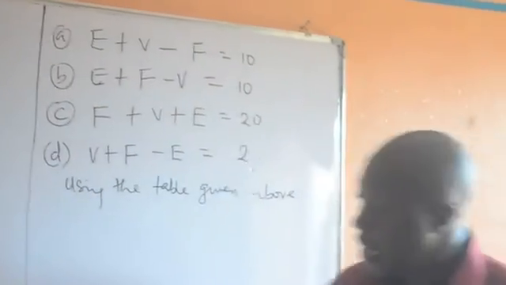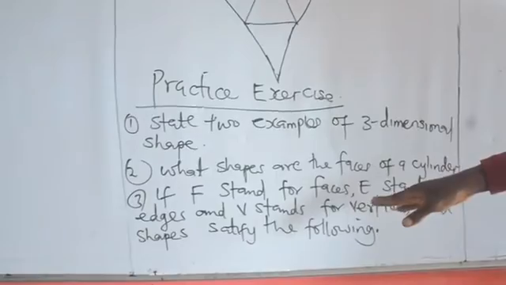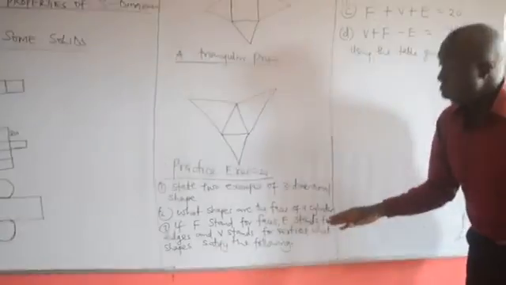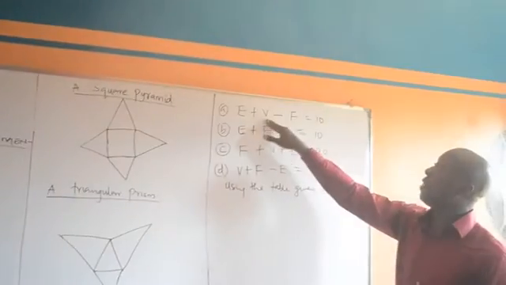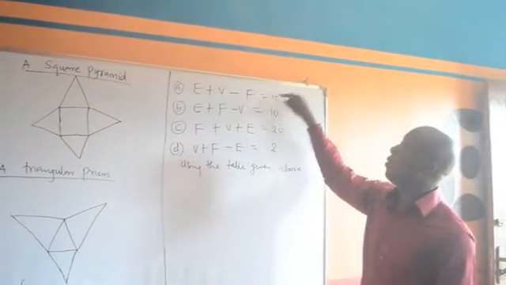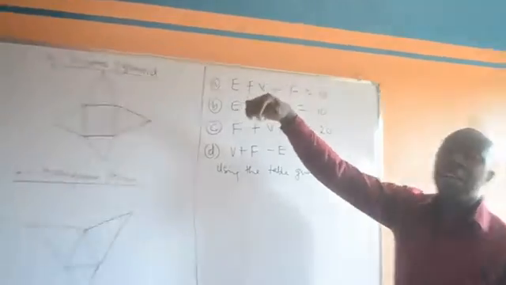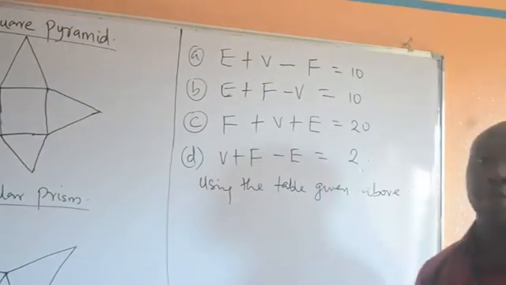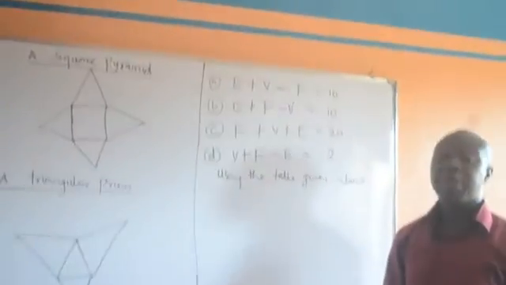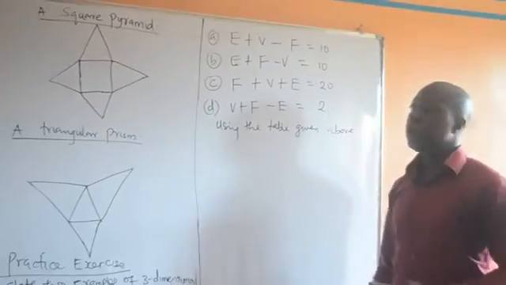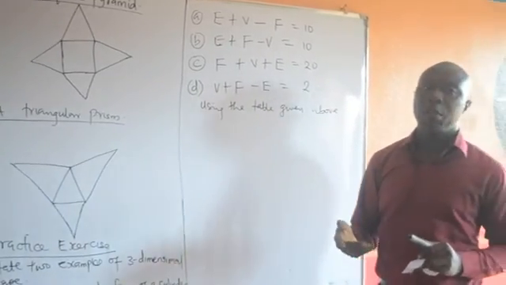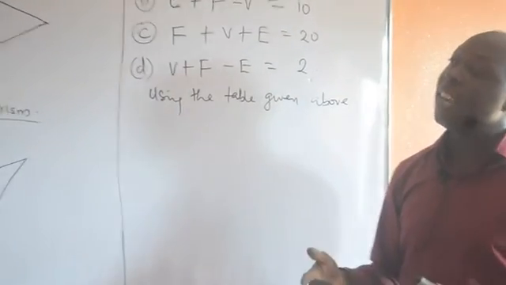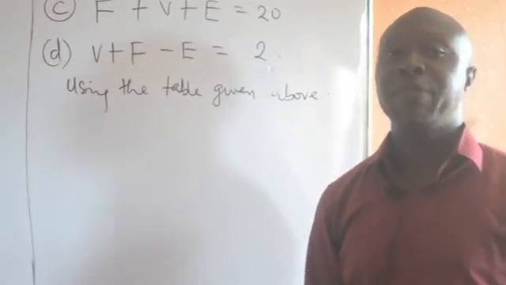The question states that if F stands for faces, E stands for edges, and V stands for vertices, what shapes satisfy the following? We have edges plus vertices minus faces will give 10. So you are expected to fix in the values, pick your values from the initial table. Is that taken? You are expected to do the practice exercise on your own, and remember, the more you practice, the more you become perfect in producing the nets of some of these shapes. Thank you.